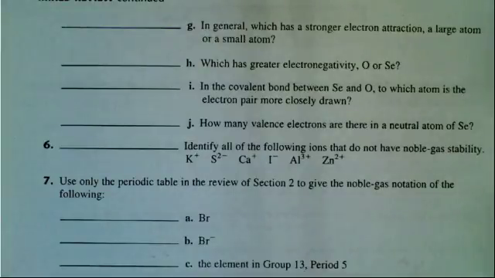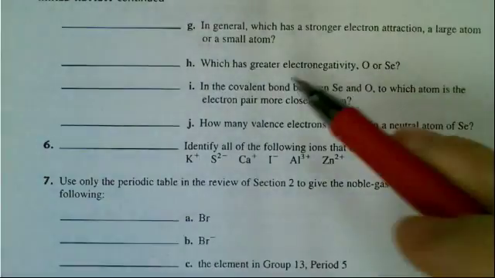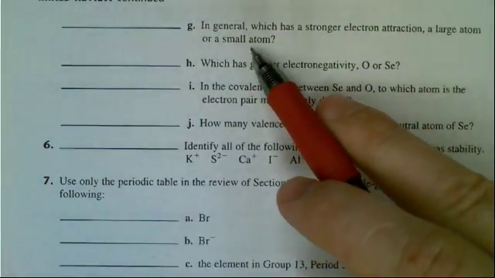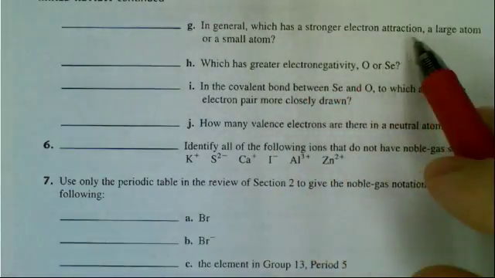And you can feel that charge a lot more strongly if you're another electron. So the fact that you can get closer to the nucleus of a small atom results in a stronger electron attraction. So we're going to go with small atom.